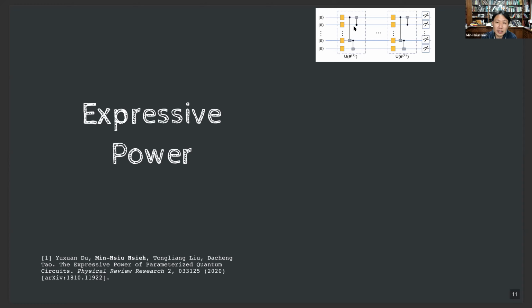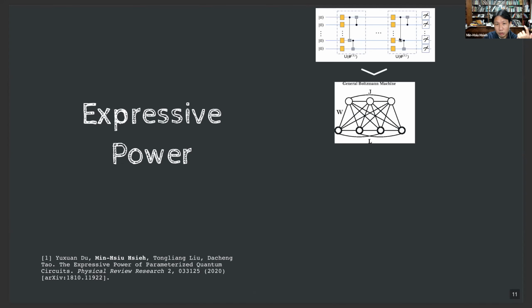So it generates entanglement and long-range correlation very quickly. Within just 1 block, it could already generate all kinds of entanglement within the input qubits. And we show that if we benchmark the computing power using the diversity of distributions, that is, what kind of distributions this tunable quantum circuit can generate, then this kind of tunable circuit can generate more types of distributions than a general Boltzmann machine.